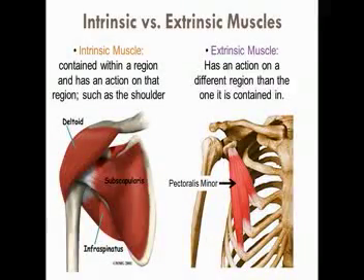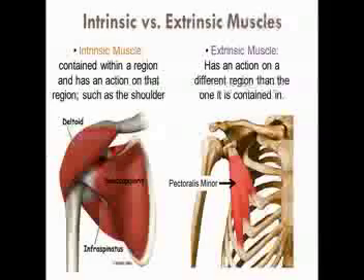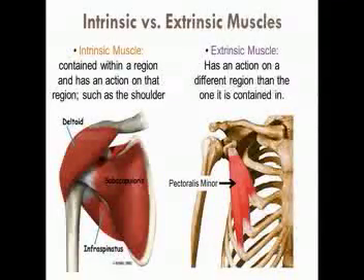We also classify muscles on whether they're intrinsic or extrinsic. An intrinsic muscle is a muscle that is contained within a region and has an action on that region, such as the shoulder joint here. All three of the muscles labeled here are found within the region of the shoulder and perform an action inside that region. The extrinsic muscle on the right has an action that is located in a different region than the one it is contained in. So pectoralis minor is located within the pectoralis region, but its action occurs in the shoulder joint itself.